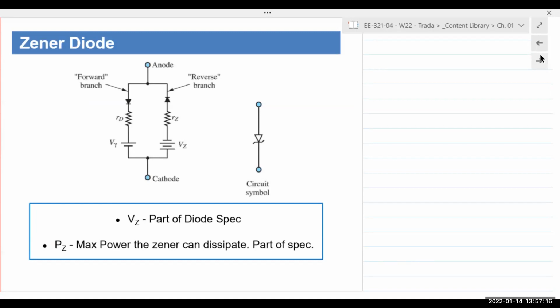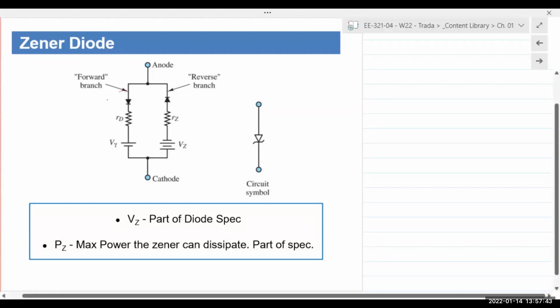The symbol is similar to a regular diode, except the cathode terminal has whiskers at the end that look like a Z. Okay, it looks like a Z. Zener diode. It can be modeled in the forward characteristic. The Zener diode functions as a normal diode, right? It is still a regular diode. So it functions as a regular diode.